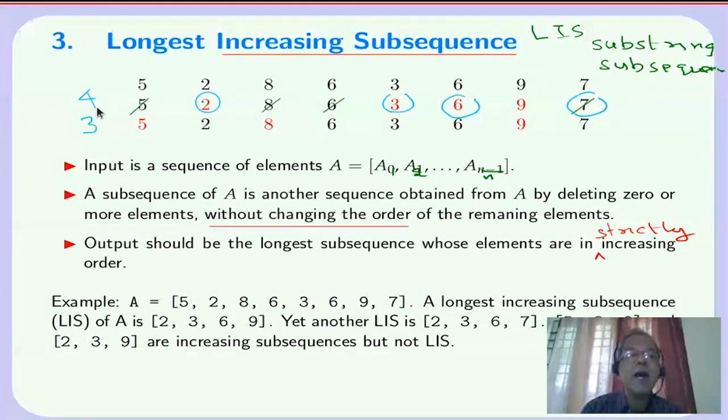When I suggest this idea, actually what I am doing is reducing a problem of size n, a sequence of length n, to a sequence of length n minus 1. Find the LIS of the sequence of length n minus 1. From that, you can find the LIS of the given sequence, which is of length n. Will this idea work?